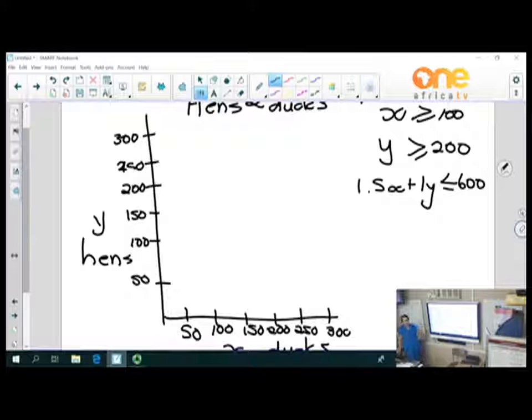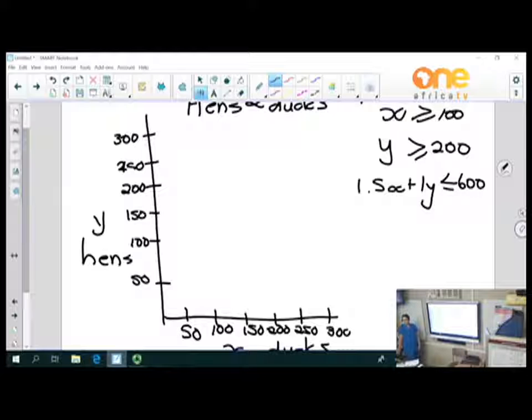Okay, and now we're going to draw the lines. First we draw the lines and then we shade the inequalities. Both of them are 50. They say 50 birds on each axis.